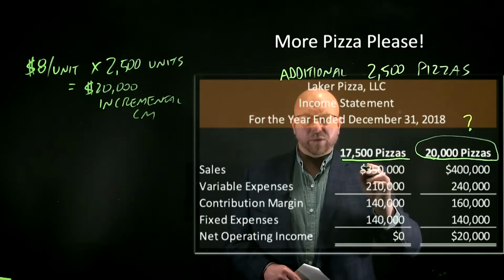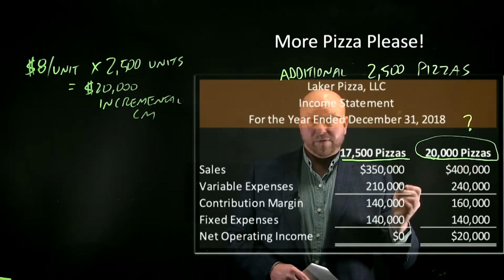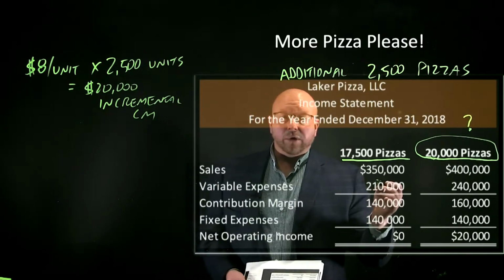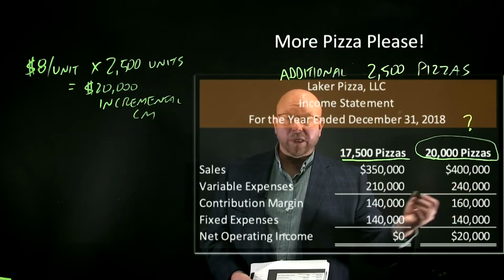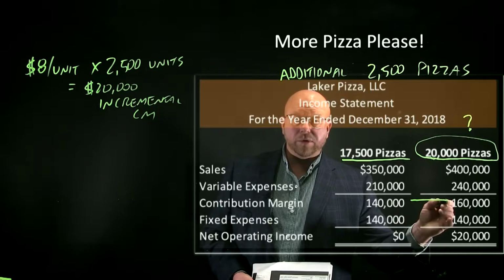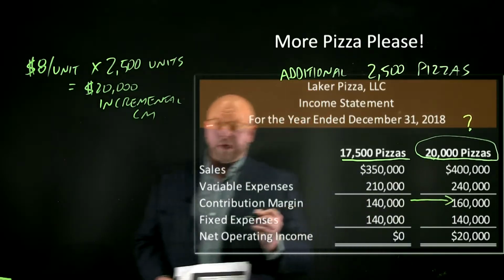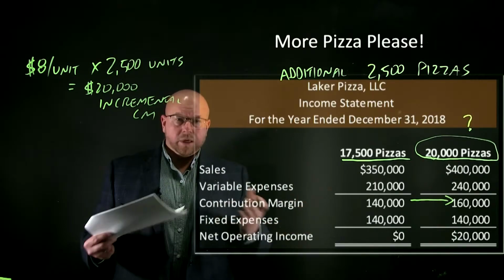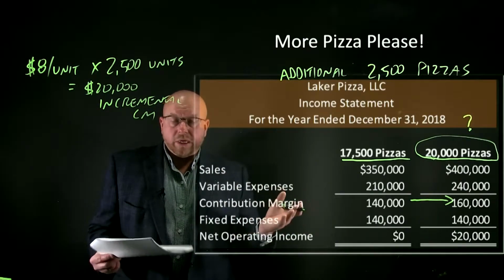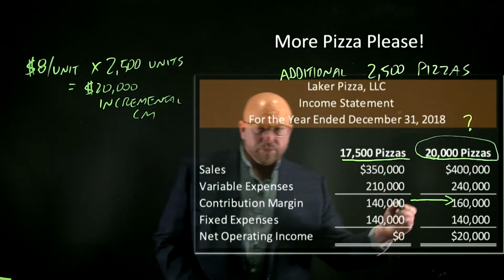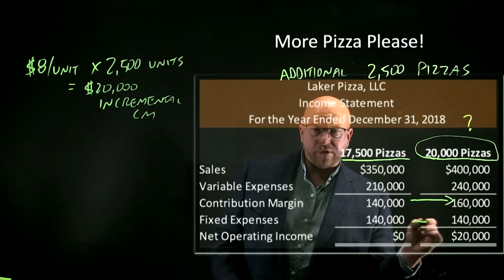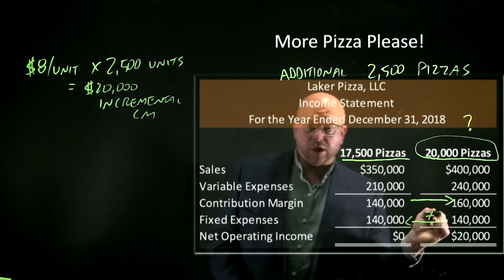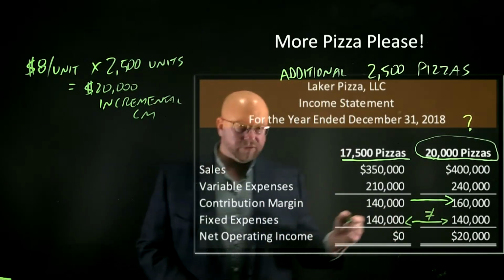Sales revenue went from $350 to $400. Variable expenses are going to go up at a rate of $12 per pizza, so those are going to increase from $210 to $240. And indeed, the contribution margin did increase by $20,000. The fixed expenses behave the same way: within the relevant range, they stay fixed. So whether we sell 17,500 pizzas or 20,000 pizzas, we can expect these costs to stay the same within the relevant range.